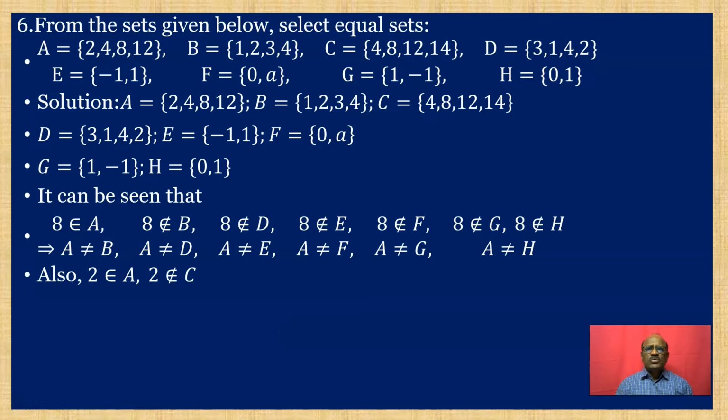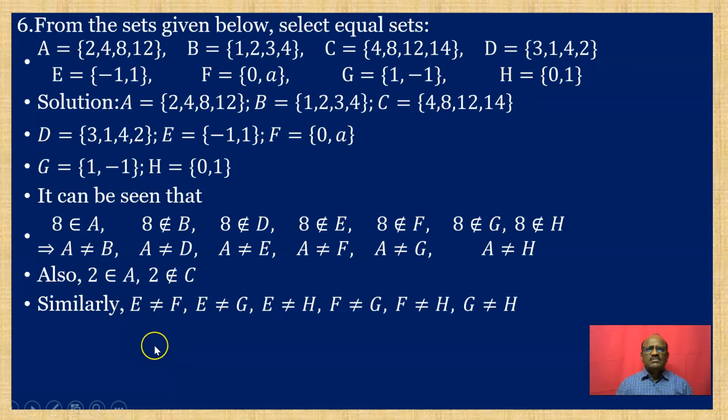Next, also 2 belongs to A and 2 does not belong to C, and therefore A is not equal to C. Similarly, we can show that E is not equal to F, E is not equal to G, okay, and E is not equal to H. Next, F is not equal to G, F is not equal to H, and G is not equal to H. By the observation, you can write the answer of this question.